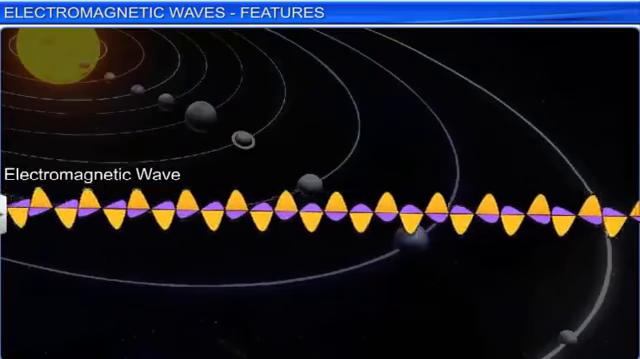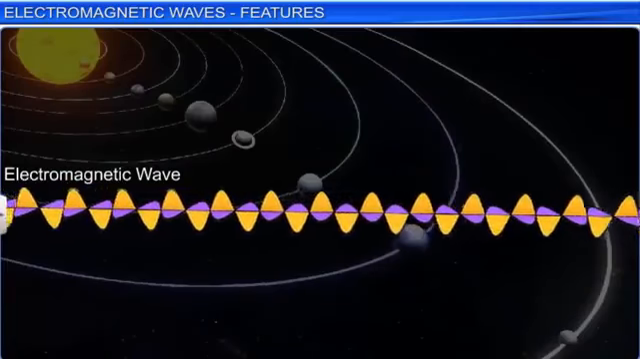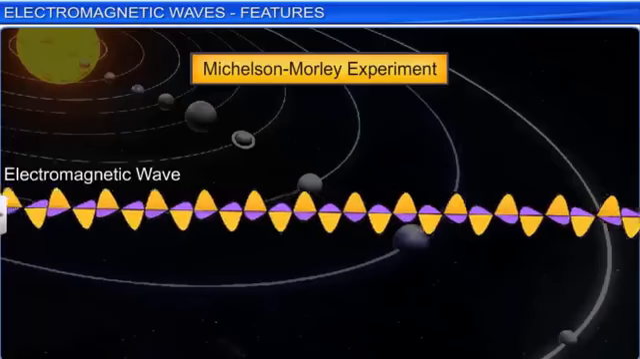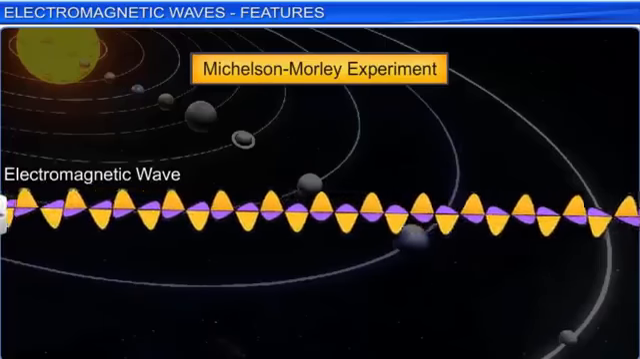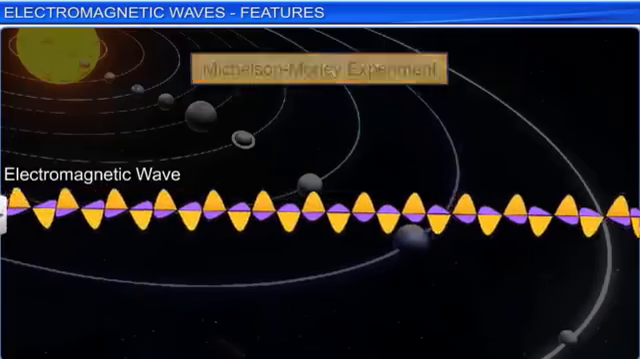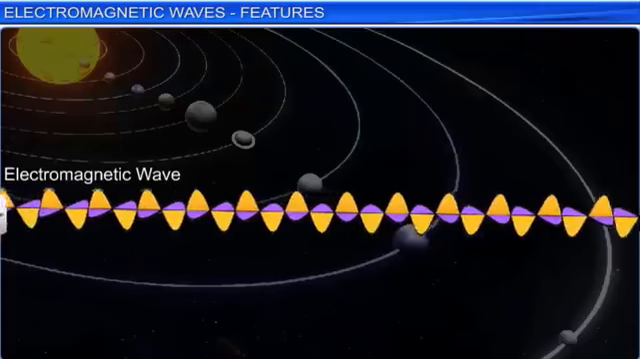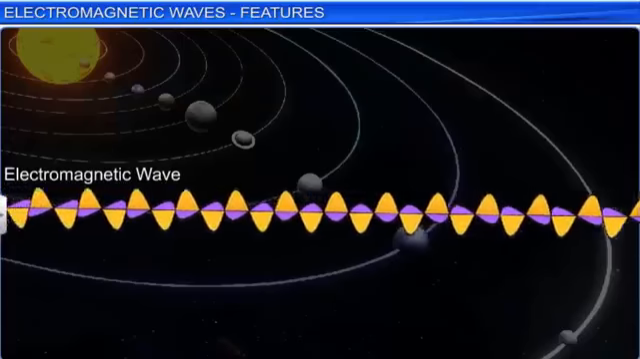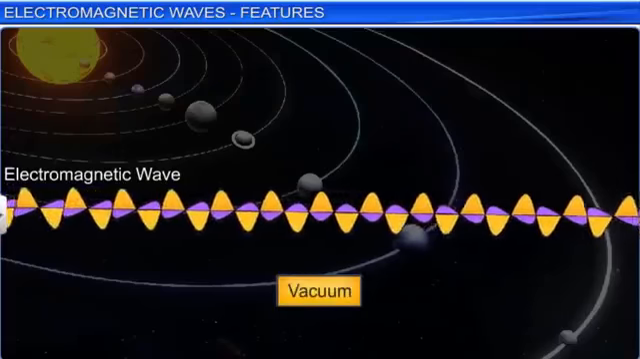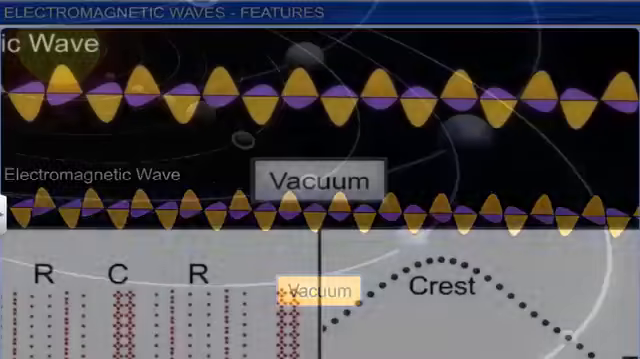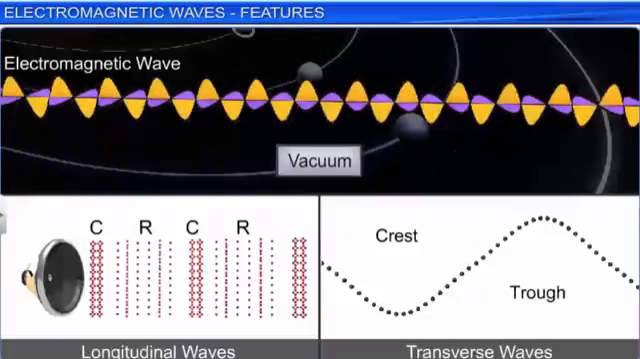Later in 1887, Michelson and Morley conducted an experiment in which they proved that ether does not exist. Thus, the electric and magnetic fields of the electromagnetic wave oscillating in space with respect to time are self-sustaining. The electromagnetic waves are thus different from other waves, such as sound waves or water waves. Let us discuss them briefly.